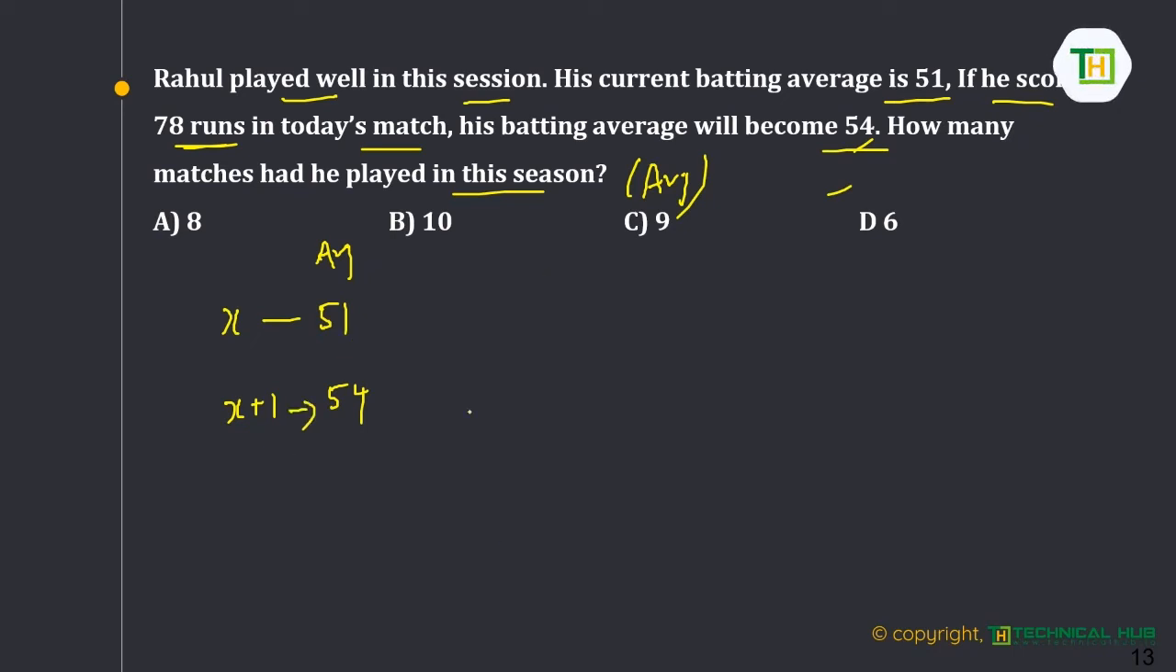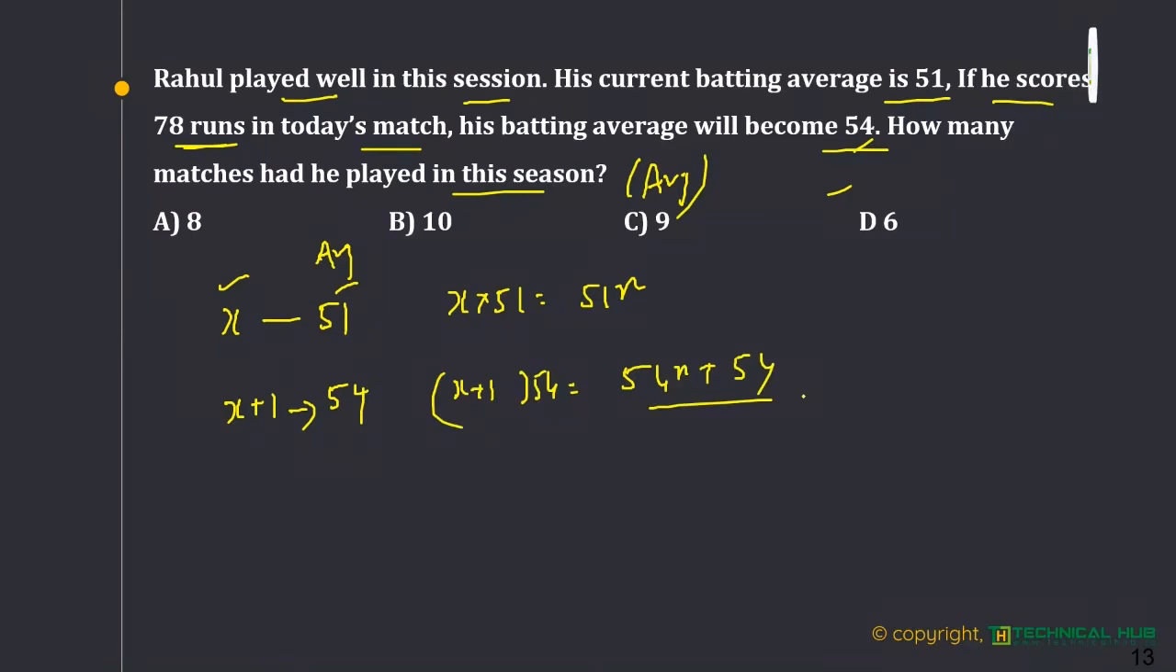So calculate the total here. You know the number of innings and the average. So X into 51, that is equal to 51X. And similarly, X plus 1 into 54, you will get 54X plus 54. What is the 54X plus 54? This is the total score after X plus 1 innings. And what is the 51X? The total score after X innings.